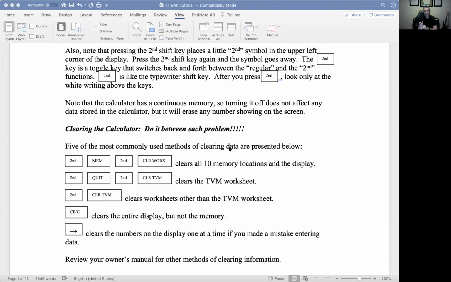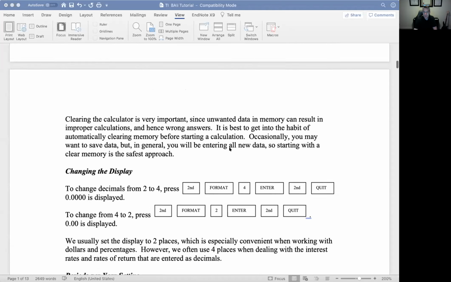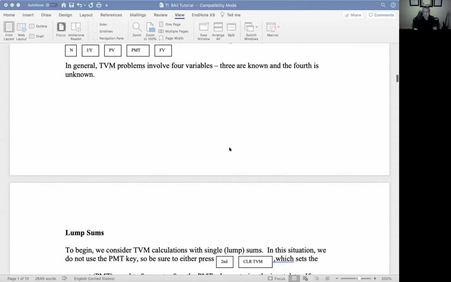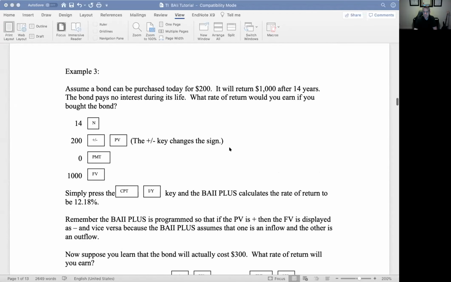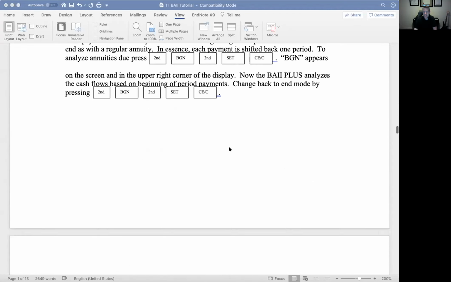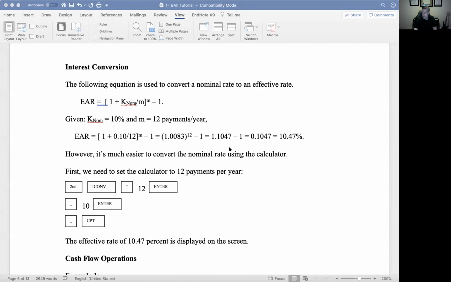So I would go ahead, and if there's something that you're not sure you're going to get right, the one I think is the hardest is this effective annual rate that we did here, the interest conversion. Absolutely put anything on your notes page that would be helpful to you. Okay, any other questions?